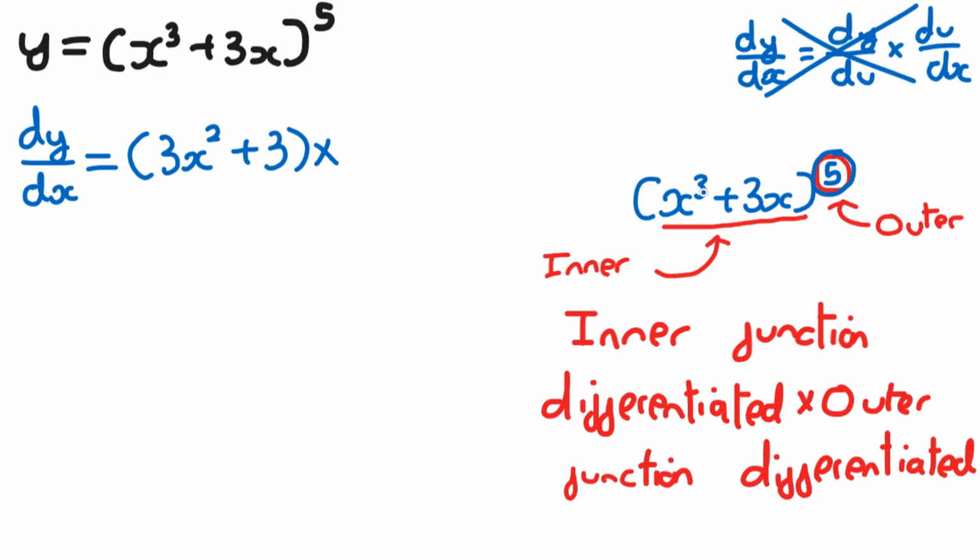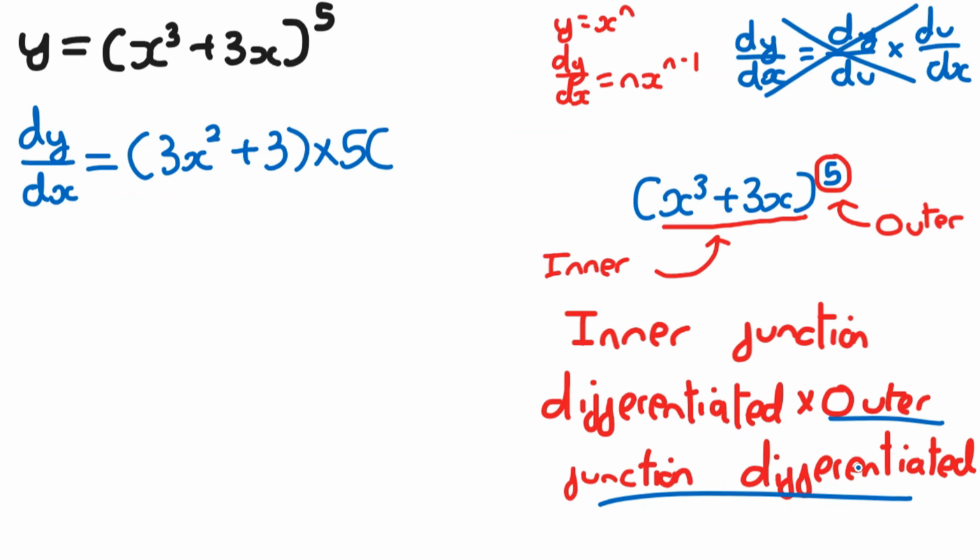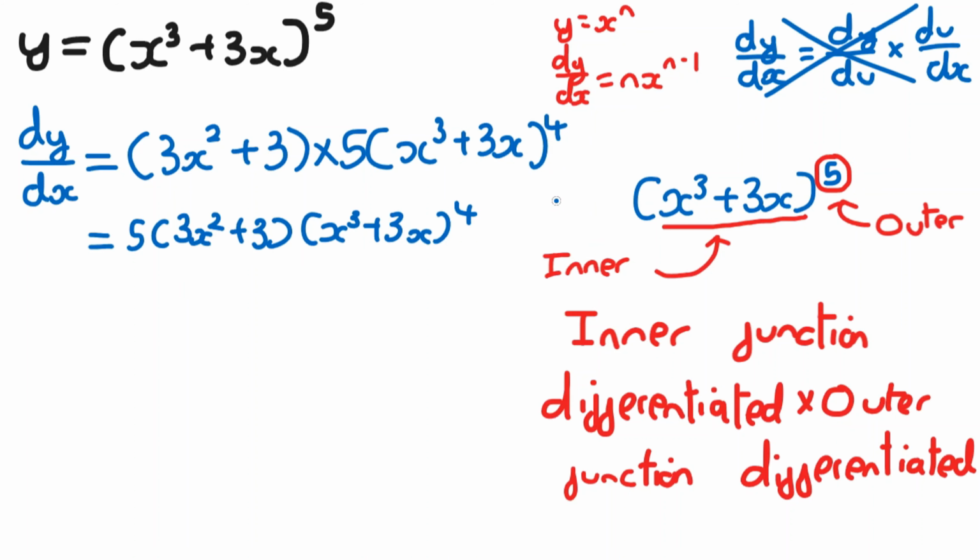And we sort of treat this like it's y is equal to x to the power of n, and dy over dx is equal to nx to the power of n minus 1. So when we differentiate this outer function, this 5 is going to come down here. Now when we differentiate the outer function, we have the inner function here, and basically it's constant. We don't touch it, we don't differentiate it in any way, we just write it out, so it's x to the power of 3 plus 3x, like this here, and then this 5 is now going to be n minus 1, so it's now going to be 4, like this here. And then this is dy over dx, we can simplify it to 5 times 3x squared plus 3 times x to the power of 3 plus 3x to the power of 4, like this.